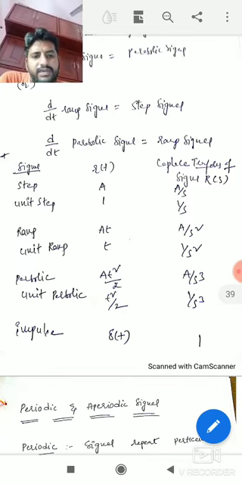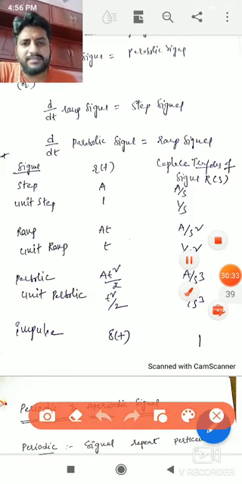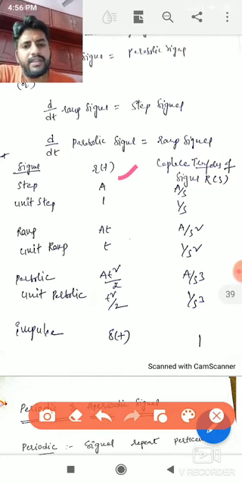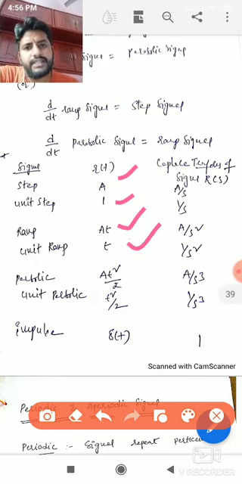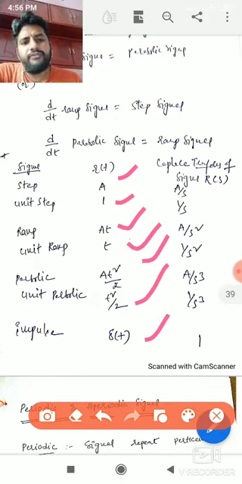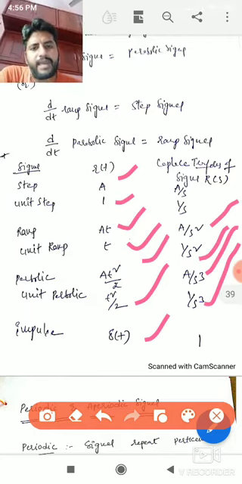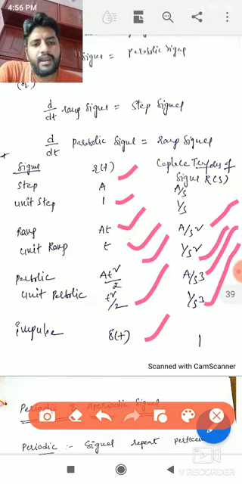So what is the step signal? You already discussed it in your control systems subject, right? Step signal means A, and unit step means 1. Ramp signal is A t, unit ramp is t. A t square by 2 is parabolic, unit parabolic is t square by 2. Impulse signal is delta of t. If you apply the Laplace transform, A becomes A by s, and unit step becomes 1 by s. A t becomes A by s square, and unit ramp becomes 1 by s square. For a parabolic signal it is A by s cube, and 1 by s cube. And what about the impulse signal? Laplace transform of impulse signal is equal to 1.